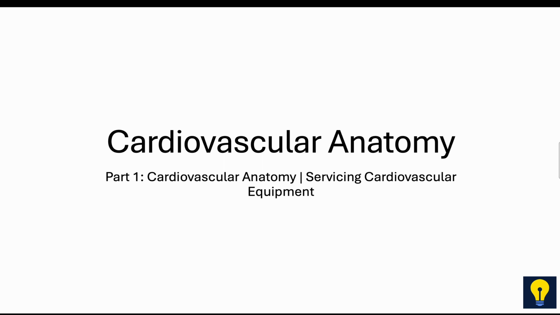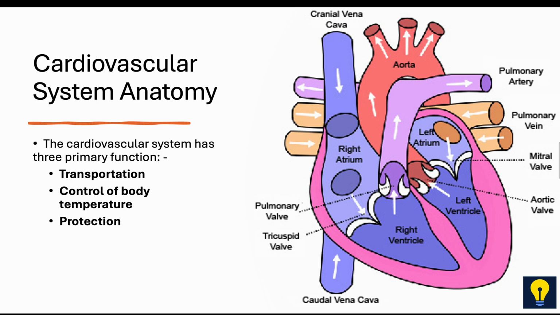So today we're going to go over cardiovascular anatomy. What is the cardiovascular anatomy? The cardiovascular system essentially consists of the heart, and it has 3 primary functions: transportation, control of body temperature, and protection. Transportation: what is the cardiovascular system transporting around the body? It's transporting 2 substances, oxygen and carbon dioxide.